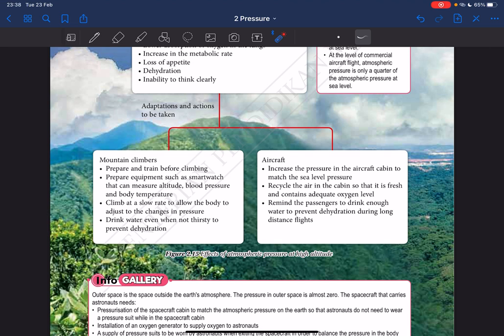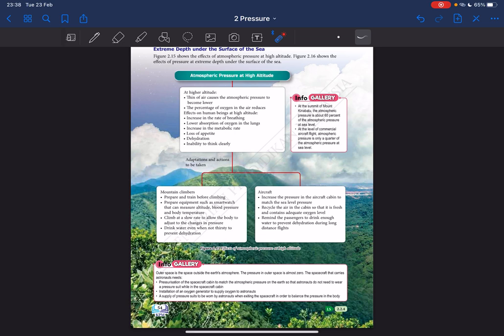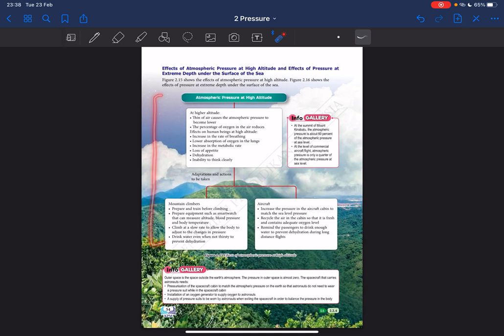Basically, you have to increase the pressure so that it matches the sea level, and also recycle the air so that we don't lose all the oxygen outside, and also drink enough water. Okay, this thing I think you have to really read and understand. If you don't know what you are reading, you can ask. Here also info gallery, I think you can see this for yourself. It's additional knowledge. Maybe it's important, maybe it's not.